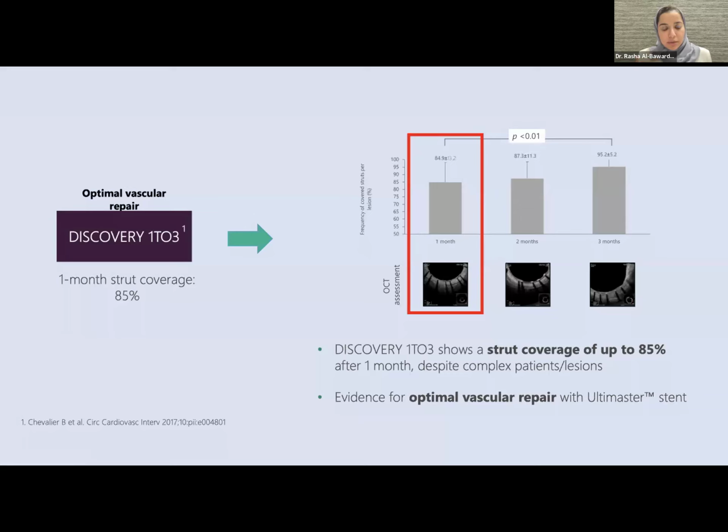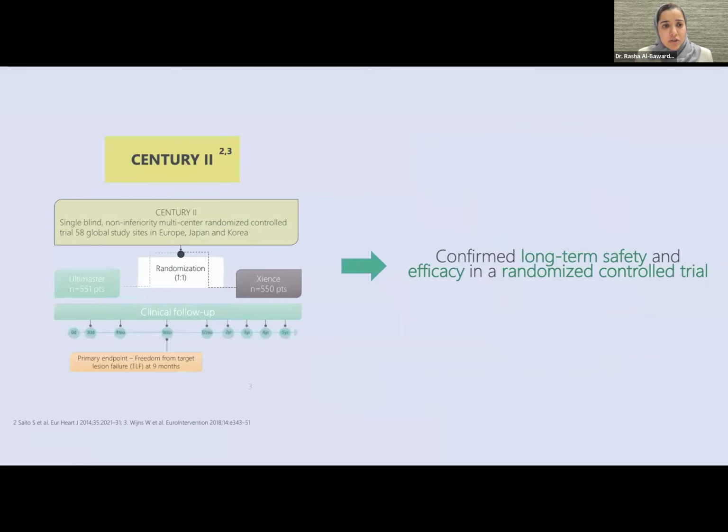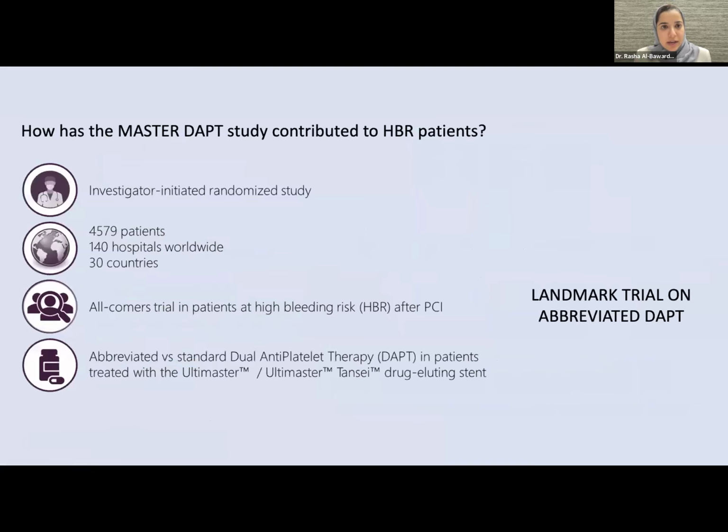So that led to subsequent studies that we're going to talk about in a minute that talk about a shorter DAP duration. CENTURY II was basically a non-inferiority trial, and most of these studies were done before the latest platform, and this was against other commercially available stents, and showed non-inferiority in terms of primary endpoint, freedom from target lesion failure, and it was a long-term safety and efficacy trial. The most important trial out of most of Ultimaster trials is the MASTER DAPT, which was focused on high bleeding risk patients. It was an investigator-initiated randomized study.